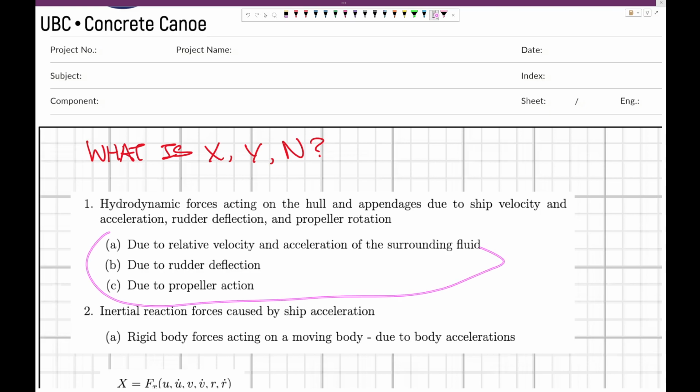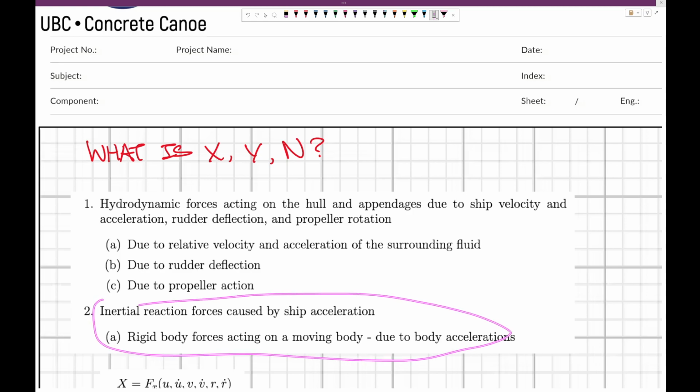So here are a couple different forces and situations that cause these forces and affect X, Y, and N. Again, that's our surge, sway, and yaw moments. And then we also have inertial reaction forces caused by the ship acceleration. This is actually pretty important too. It's kind of similar to our stability lecture that we talked about: external forces having an effect on some of the internal forces and a bouncing sort of moment. So same thing kind of here, but instead of tipping, we'll talk about some of the translational effects.